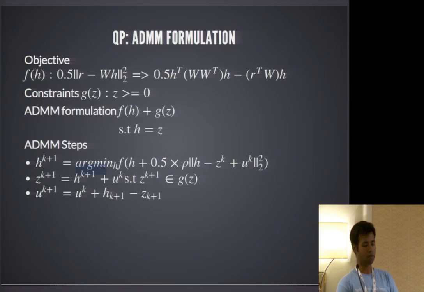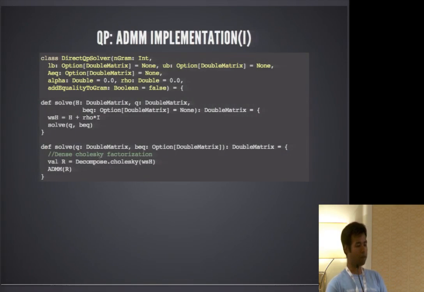One is your step to optimize H, and then the Z^k. And the third step is the dual variable. So these are the standard steps. You can look into the ADMM reference from Professor Boyd, and you can see these in action. This is how it looks when you write it in Spark.